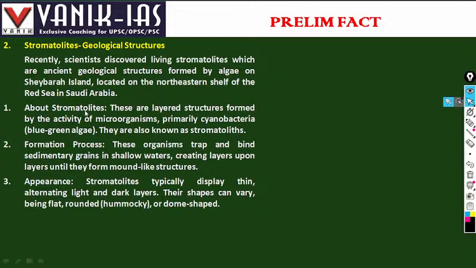About the stromatolites: these are layered structures formed by the activity of microorganisms, primarily the cyanobacteria, blue-green algae. Formation process: these organisms trap and bind sedimentary grains in shallow waters, creating layers upon layers until they form a mound-like structure. Appearance: stromatolites typically display thin alternating light and dark layers. These shapes can vary, being flat, rounded, or dome-shaped.